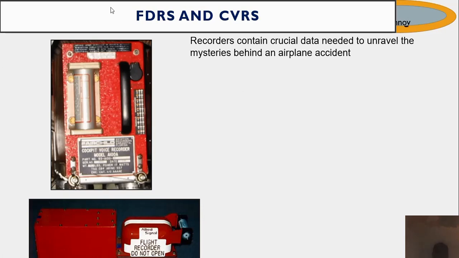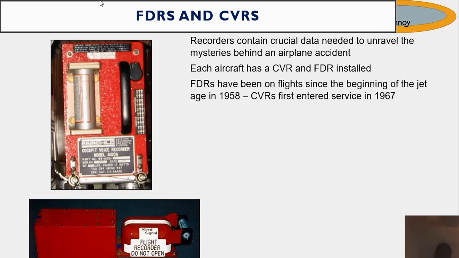Recorders contain crucial data needed to unravel the mysteries behind an aircraft accident. Each aircraft has a CVR and FDR installed. FDRs have been on flights since the beginning of the jet age in 1958. The CVRs first entered service in 1967.